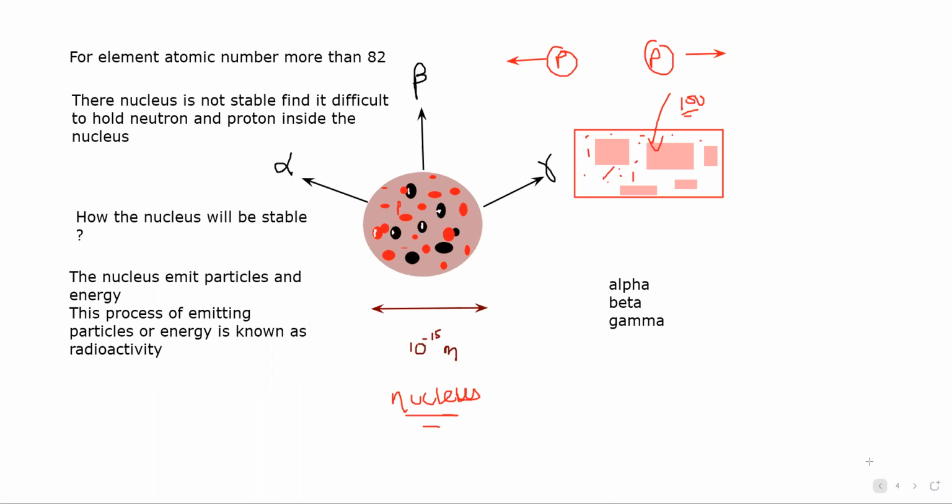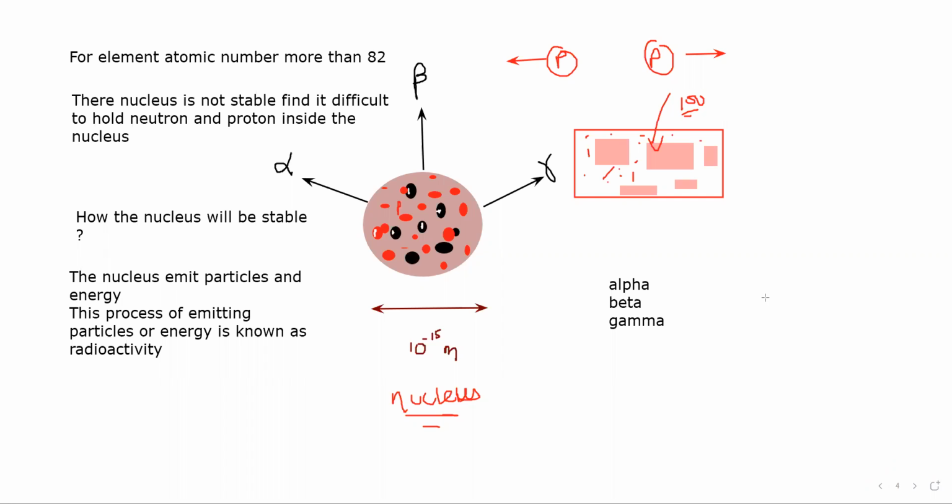When an atom is emitting radiation, it is because it is emitting protons and neutrons, so its atomic number is changing and its atomic mass is also changing, so it converts into another element. So when radioactivity occurs, the identity of the element also changes.